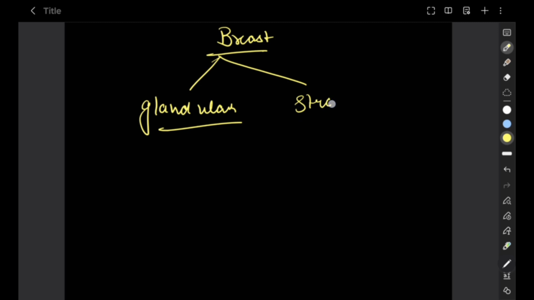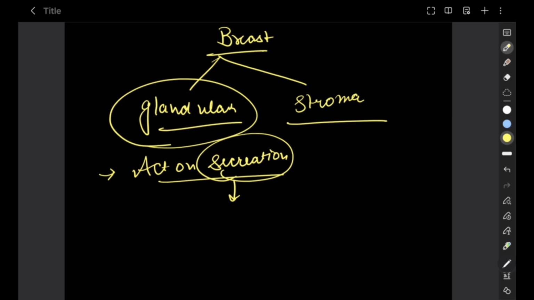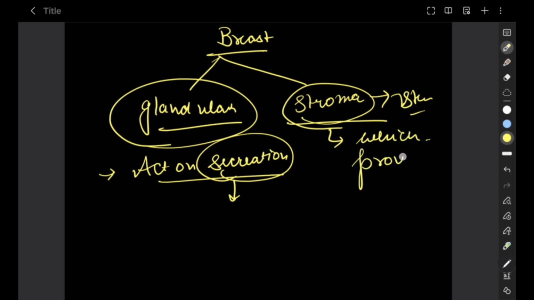Next, in breast we have two parts, that is the glandular part and the stromal part. Glandular part means it acts on secretion. Glands lie here, so they produce a secretion. Stroma. What does stroma do? Stroma means the structures which provide support. Fine. So breast is divided into two parts, glandular and stroma. Glandular acts on secretion, stroma provides support.